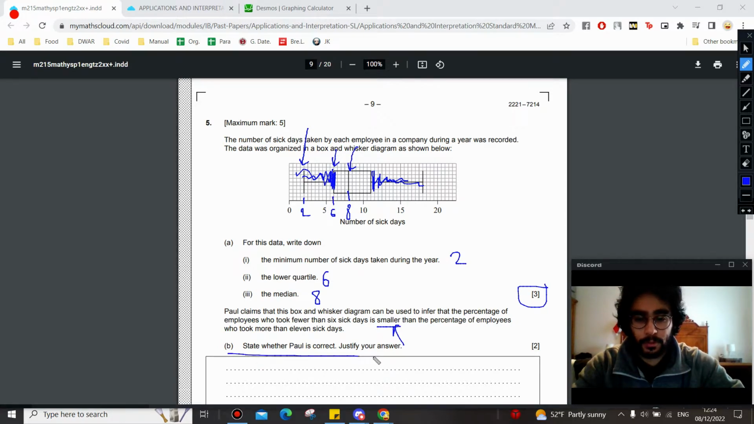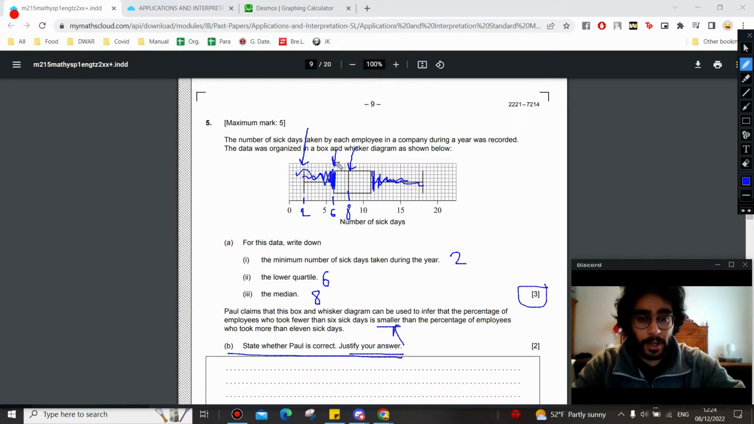Well, what's the question asking? State whether Paul is correct or not, and justify your answer as well. Well, Paul is not correct, that's for sure. You can write the reasoning first in the answer and then the result, but you have to write both of them.